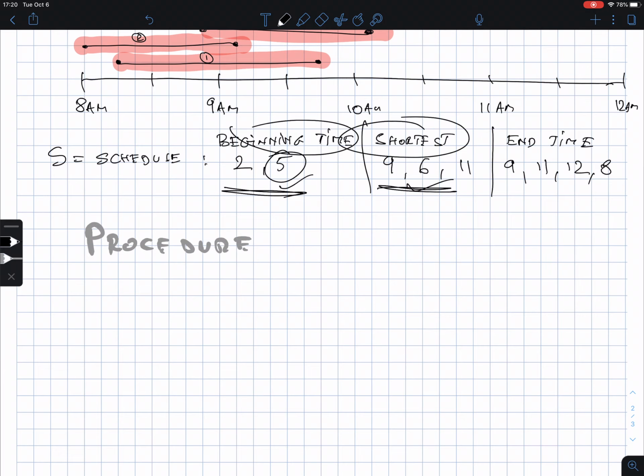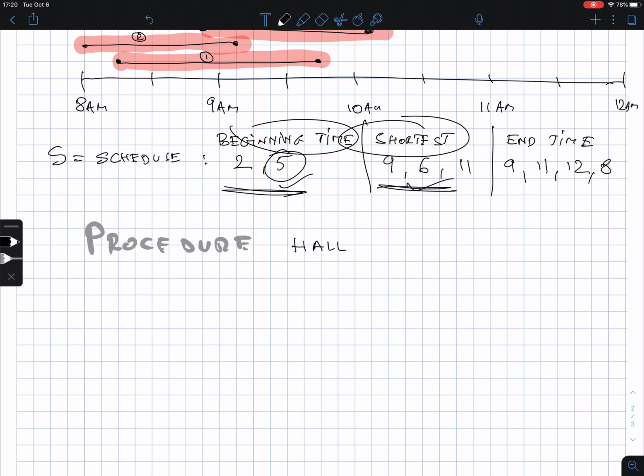I call it Hall scheduling. No, schedule. I just call it schedule. Sorry, this is something else. Schedule. And so what I'm given is a list of talks. They are not ordered in any way, but a talk is a pair of a beginning time and an end time. So this is the beginning time, and this is the end time.